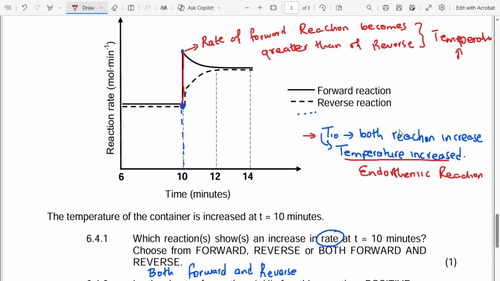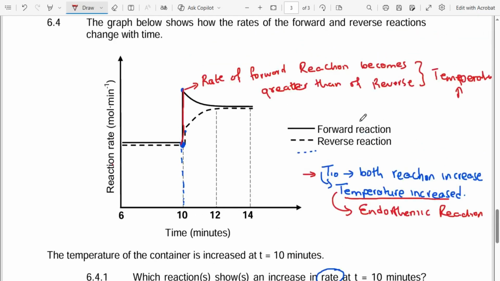So now, first thing first, we said that at T1, both the reactions increased because the temperature increased. Then the endothermic reaction favors the increase in temperature. So now I'm telling you that the rate of the forward reaction becomes greater than what? Than the reverse because of the increase in temperature. So now we can say that the system adjusts until the new equilibrium is reached. And to put this in simple form, an increase in temperature will favor the forward reaction.